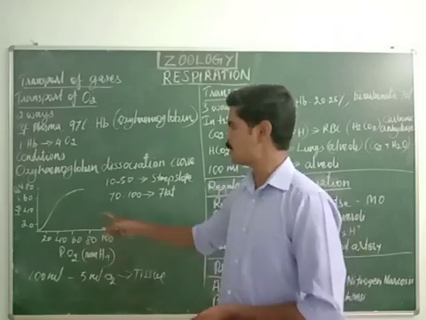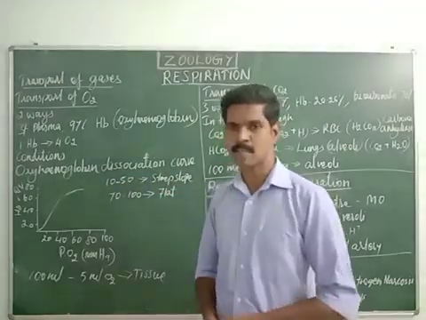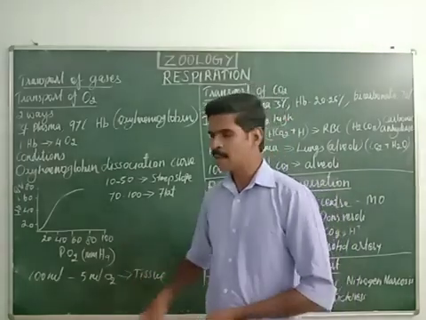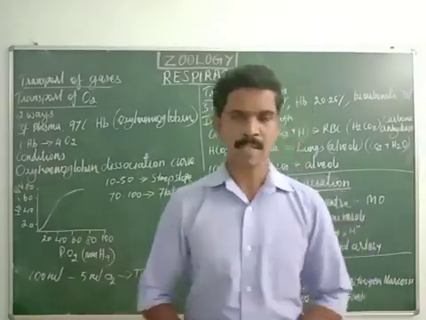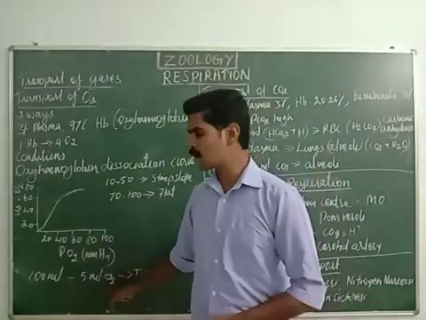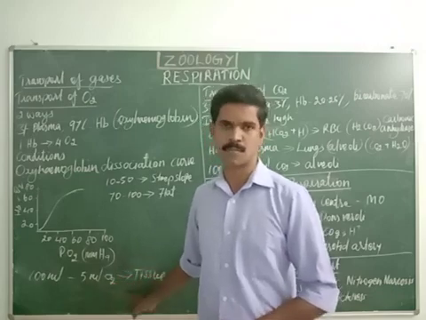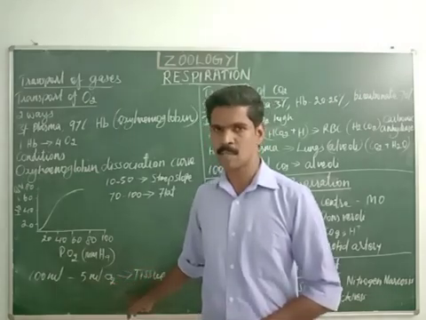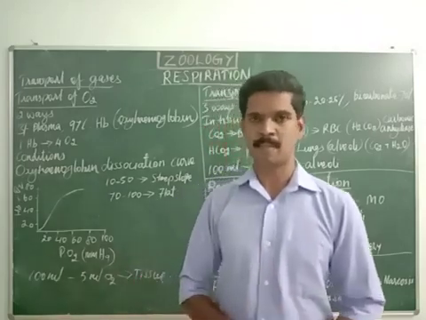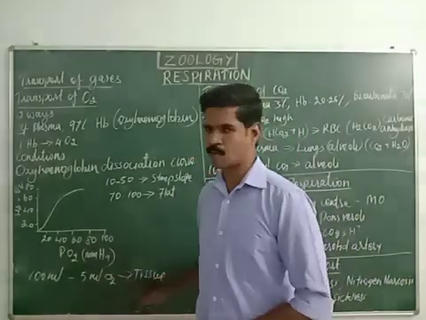So this curve is called the oxyhemoglobin dissociation curve. Every 100 ml of oxygenated blood, or pure blood, delivers 5 milliliters of oxygen to the tissues. So, a very important one-mark question.